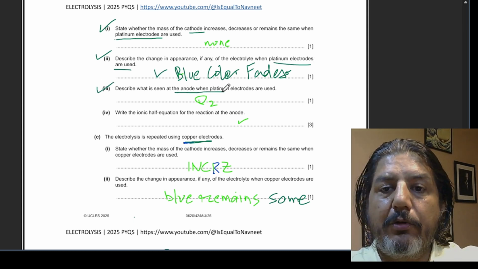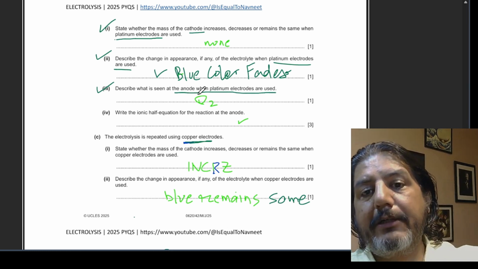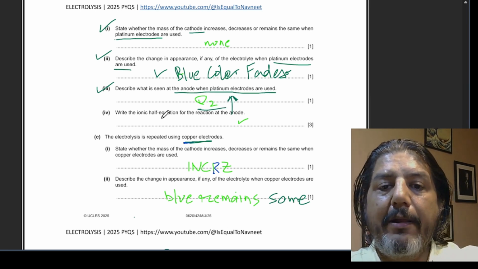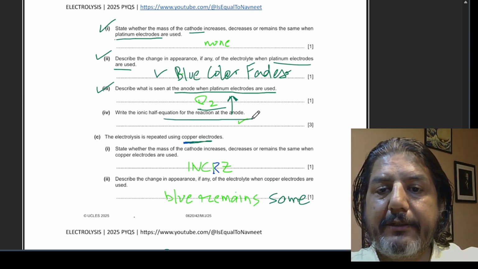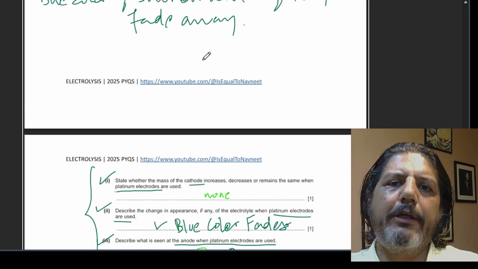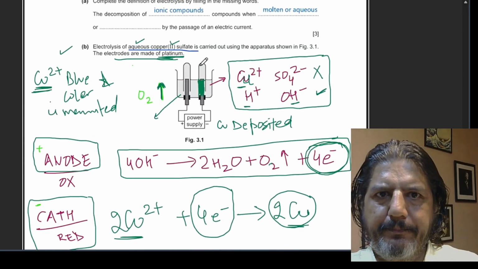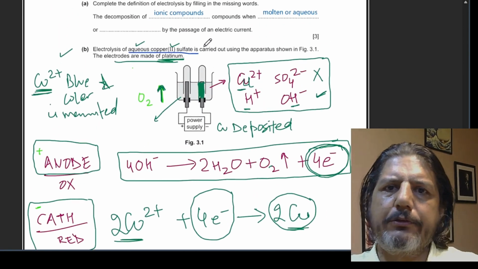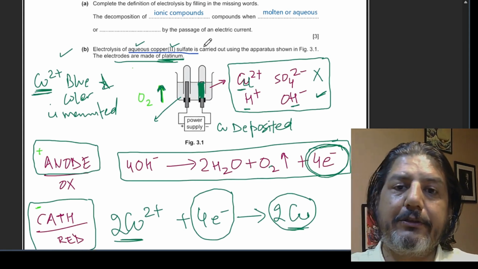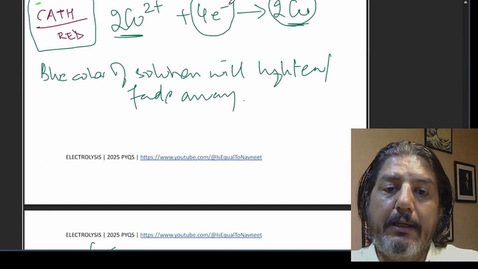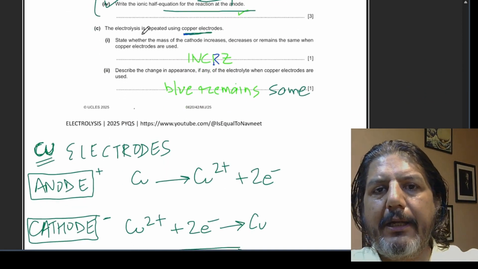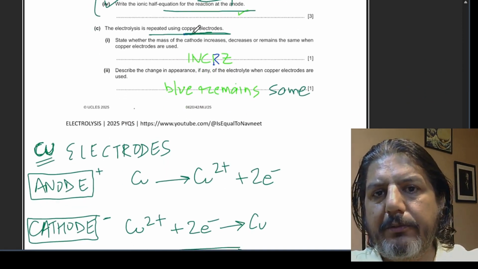What is seen at the anode when platinum electrodes are used? At the anode, the positive terminal, oxygen gas is liberated. Write the half equation for the reaction at the anode. We have written this, so this part of the question is over. Here we have taken aqueous copper sulfate solution and we have used the inert electrodes. Now the interesting part. In the next part, the electrolysis is repeated using copper electrodes.